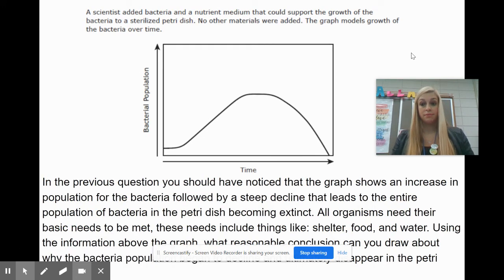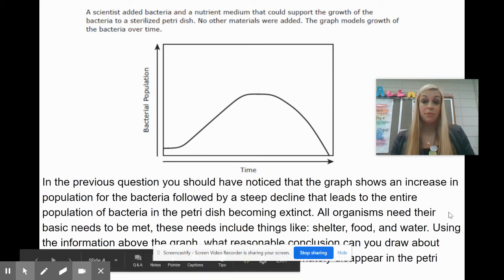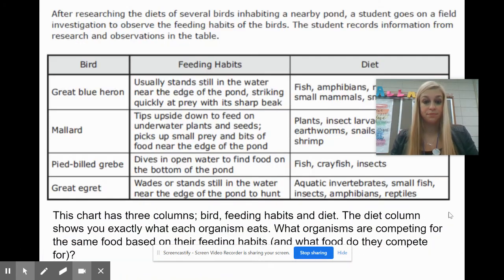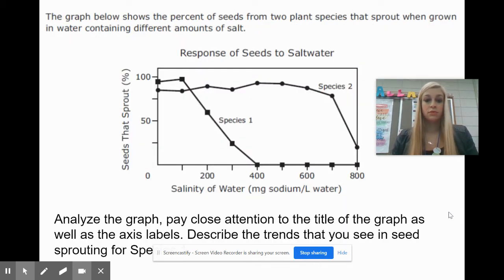Next, you have the same graph, but this time I want to know why you think, make a prediction. Why did the bacteria become extinct? Why are they all gone? So I give you kind of some hints, but make a prediction for why they are gone. That one's easy.